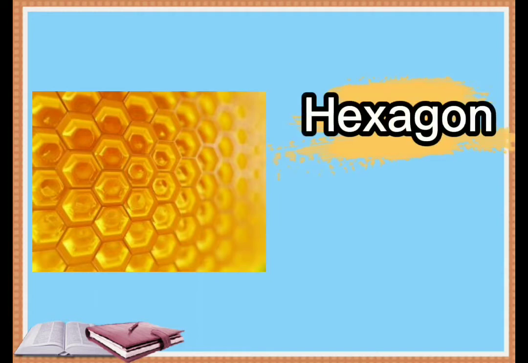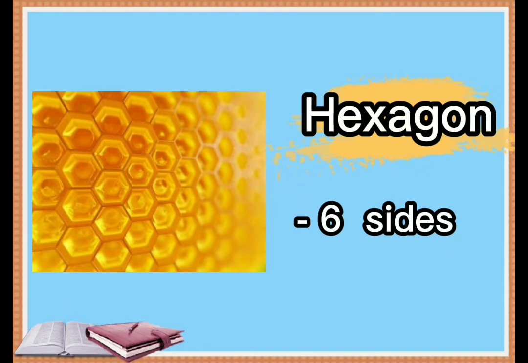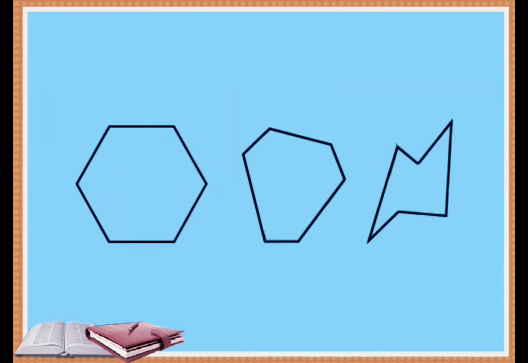We have here a honeycomb. This honeycomb has 6 sides and a polygon with 6 sides is called a hexagon. A hexagon is a polygon with 6 sides and 6 angles. Now, here are other examples of hexagons.